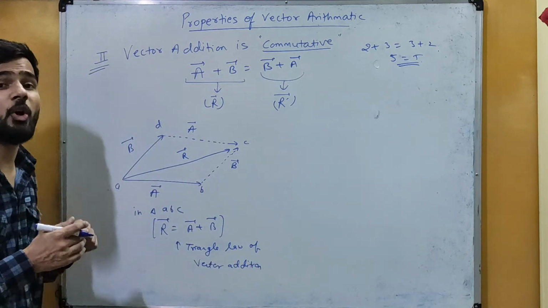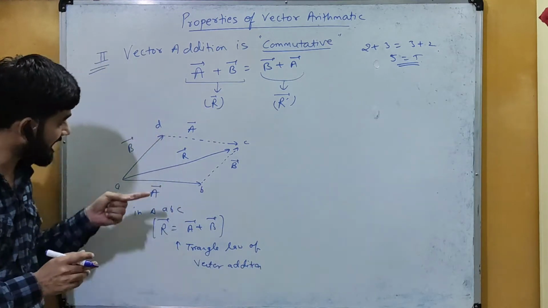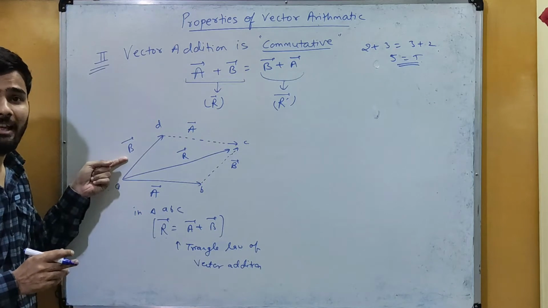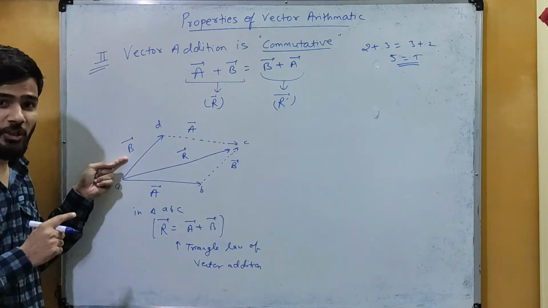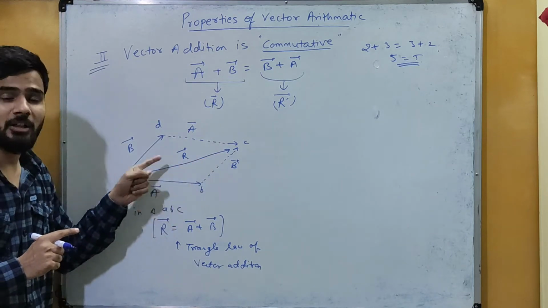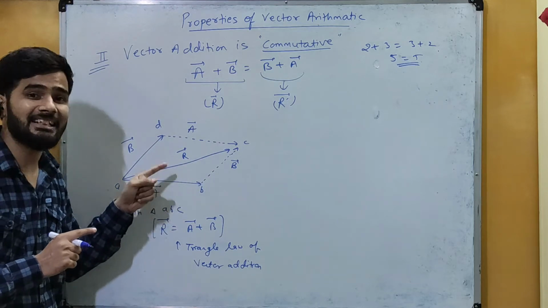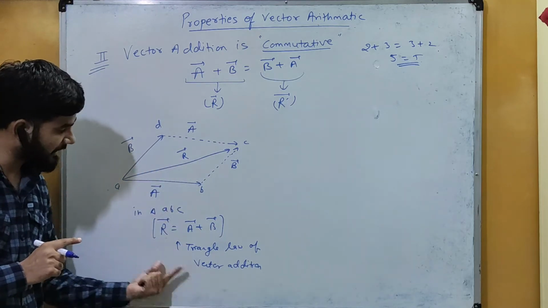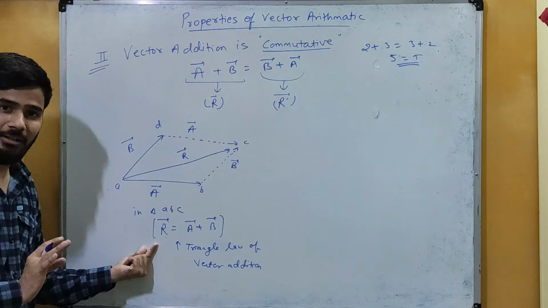इसको आप पैरेललोग्राम लॉ ऑफ वेक्टर एडिशन से भी सॉल्व कर सकते हो. कैसे? हमारे पास वेक्टर A और वेक्टर B क्या है? They both are co-initial and this diagonal of the parallelogram is considered as the resultant one. So from the triangle law we have written this R is equals to vector A plus B.